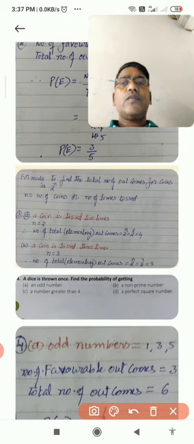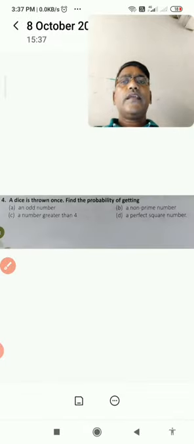In question number 4, if you observe, a dice has how many faces? 6 faces are there. You can play the snake and ladder game, all these games use the die. You can keep the numbers 1, 2, 3, 4, 5, 6. Out of that, how to find the probability one by one. Odd numbers are there. Out of 1, 2, 3, 4, 5, 6, what are the odd numbers? 1, 3, 5 are the odd numbers.